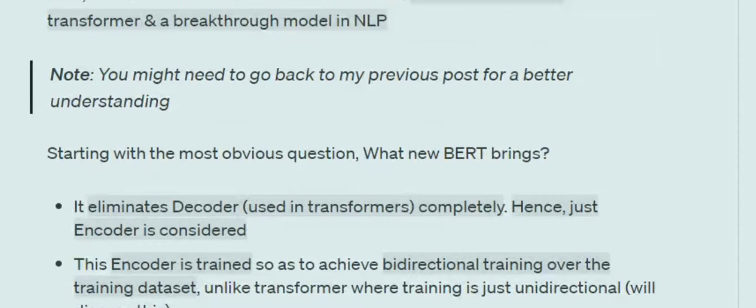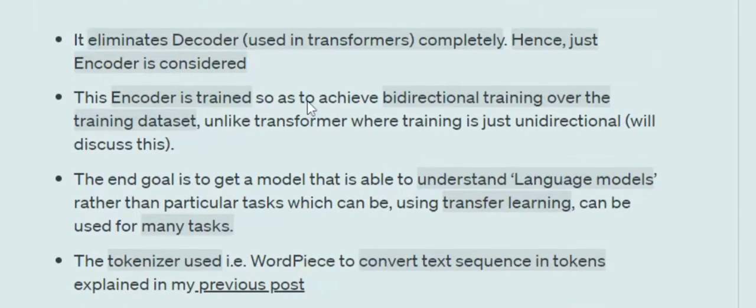So first of all, if you remember, in transformers we have the encoder and decoder parts. In case of BERT, we only have the encoder part. The decoder has been eliminated. Also, the encoder is trained in such a way that it achieves bidirectional training, unlike transformers, which receive just unidirectional training. I will discuss that later: what is the difference between bidirectional training and unidirectional training?